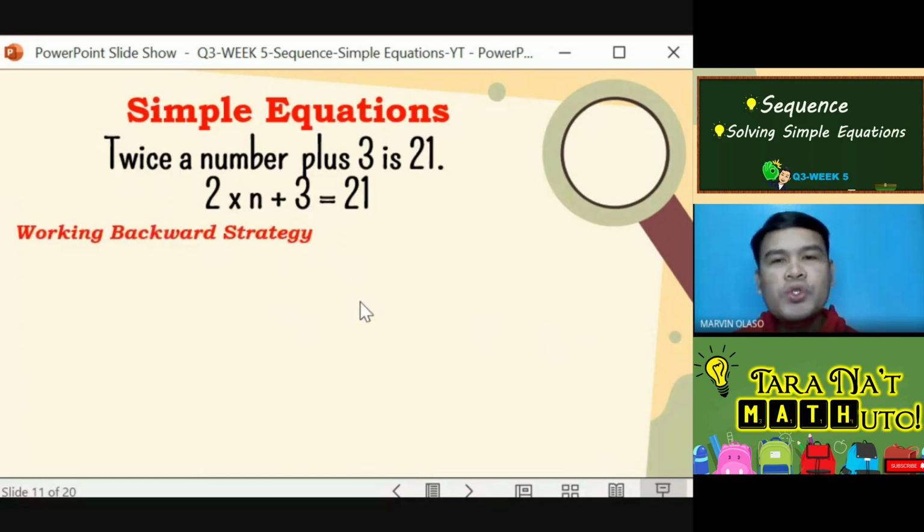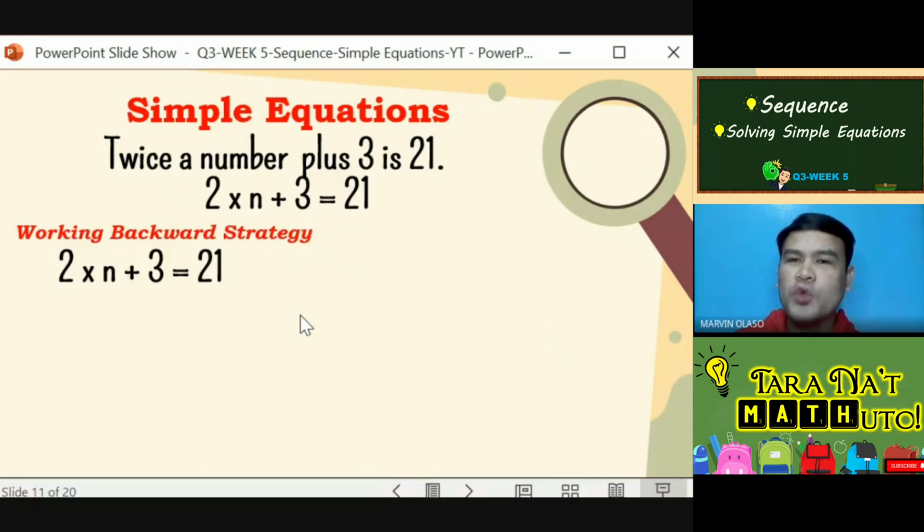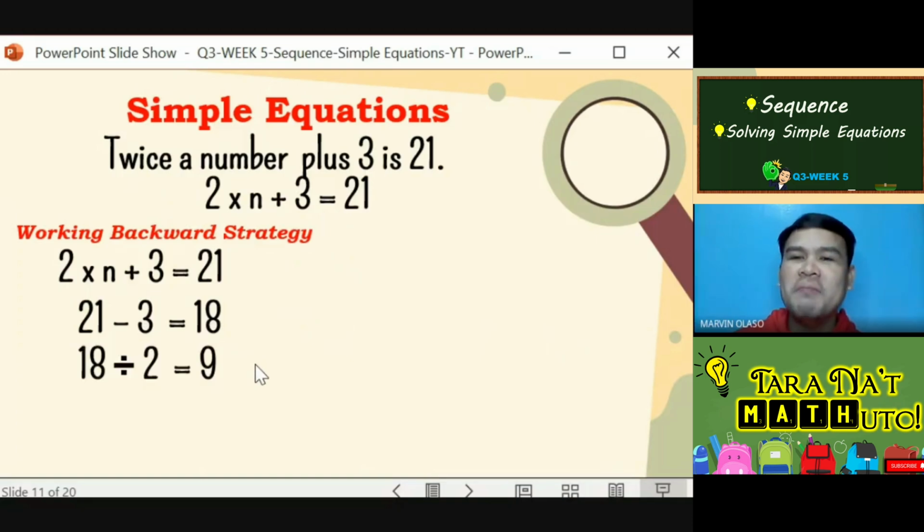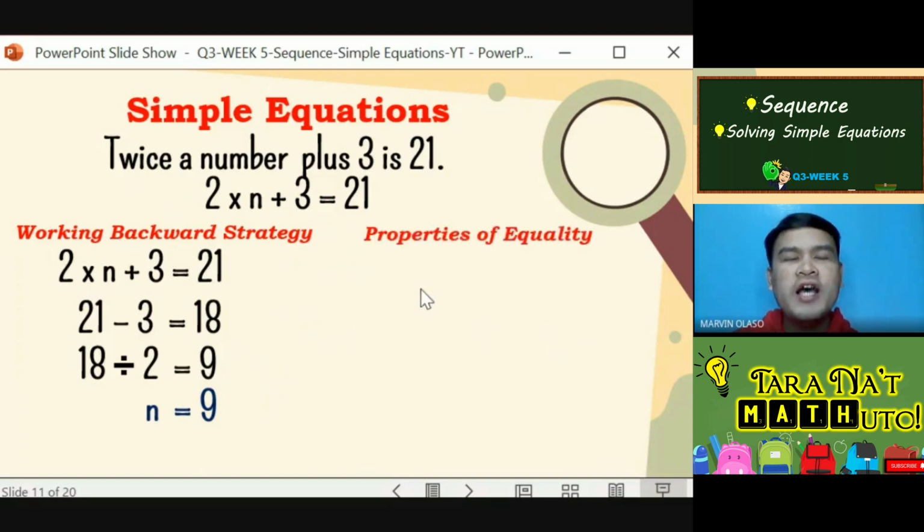Again, let us use the working backwards strategy. So, 2 times n plus 3 equals 21. Let's start with 21. Okay? 21 from plus, we have now minus 3. So, 21 minus 3 equals 18. Then, 18 from times 2, the opposite is divided by 2, which makes the answer 9. So, n is equal to 9. Yan ang ating sagot. And let us use, by using another strategy, the properties of equality.